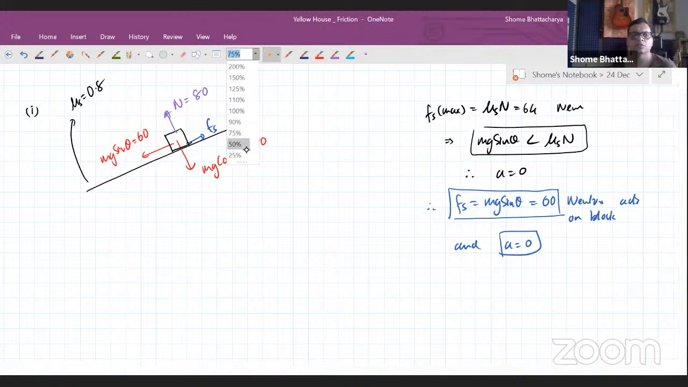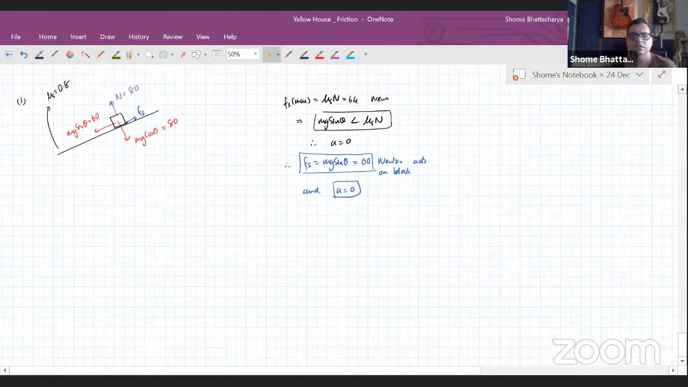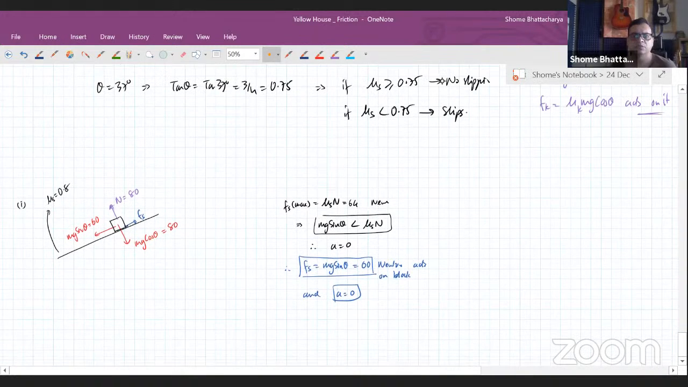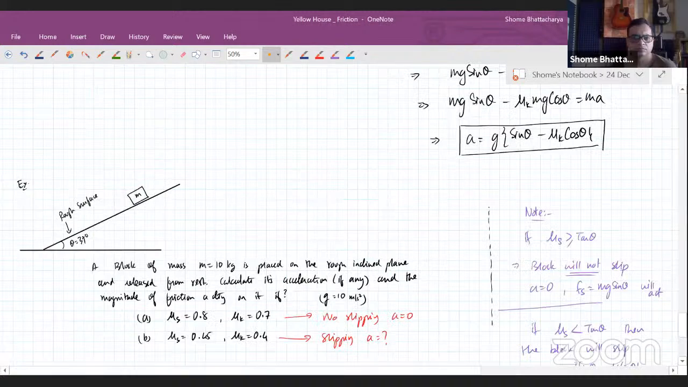Okay, so remember you were asked to also find out the magnitude of friction that is acting. So that becomes important. So that is this much here. Okay, mass of the block was 10 kg, theta was 37.